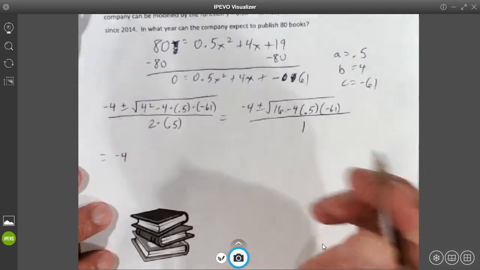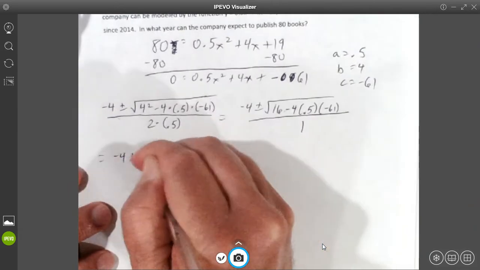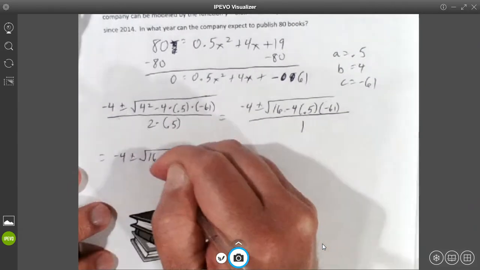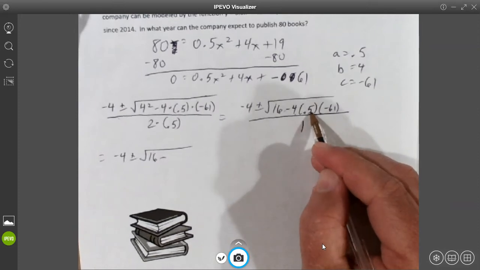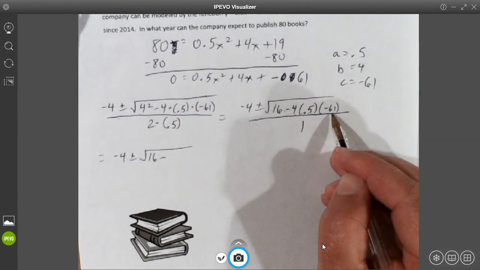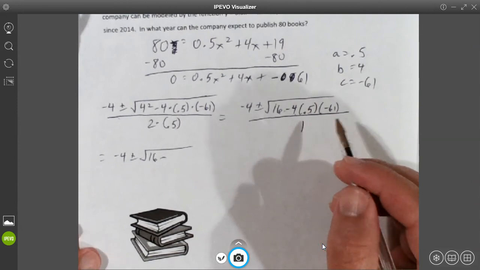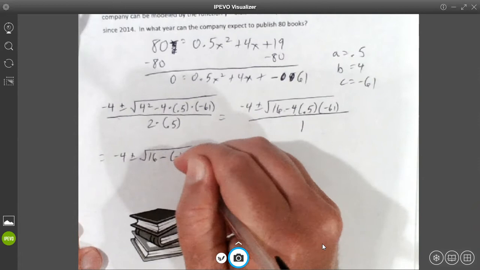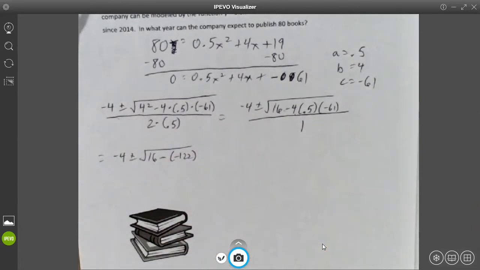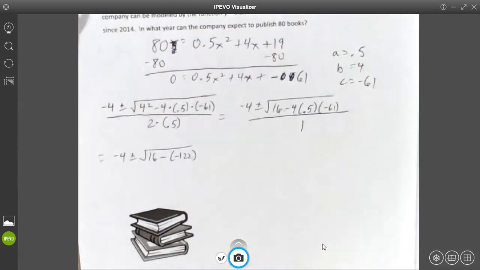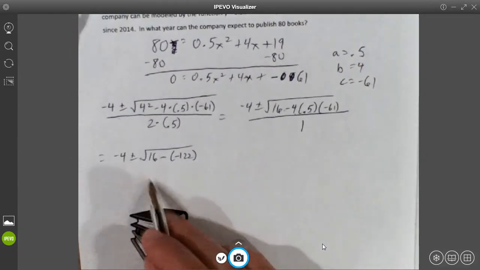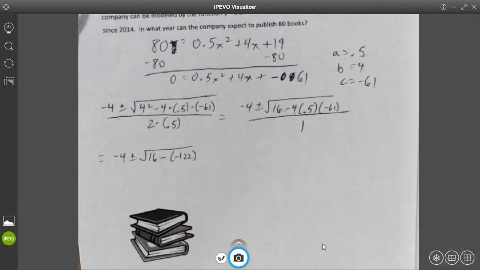So it's negative 4 plus or minus the square root of 16 minus 4 times 5/10. Well, that's half. So 4 times half is 2. And 2 times negative 61 is negative 122. I'm trusting my gut with that one. I'm not touching a calculator. All right. It's negative 122. And again, if you want to put over 1, you can. I'm not going to. You can't make me.